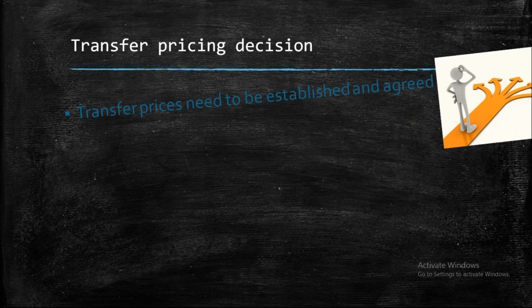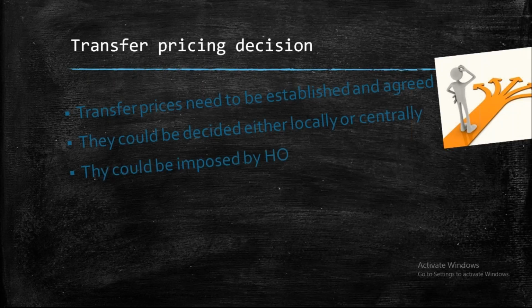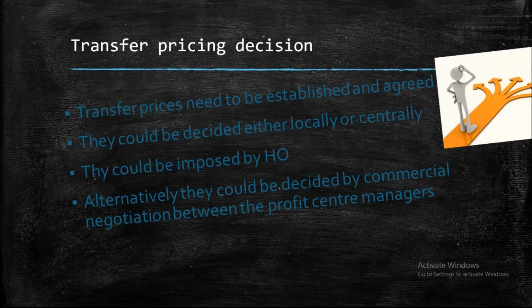Pricing decisions, transfer pricing need to be established and agreed. They could be decided either locally or centrally. They could be imposed by head office. Or they could be decided by commercial managers between the profit center managers. So in this scenario, I believe the ideal thing will be to pre-decide the transfer price and tell the finance company, you will get the product at this price. And you will tell the production department, we are allowing you a 300 standard cost plus 20%. So if you do it, you can transfer it at 360.